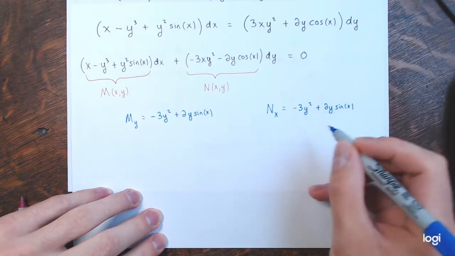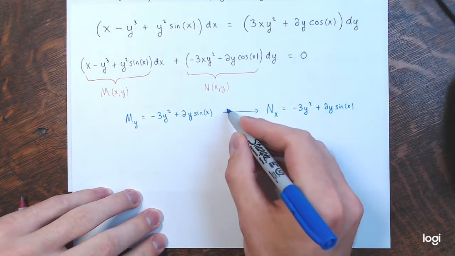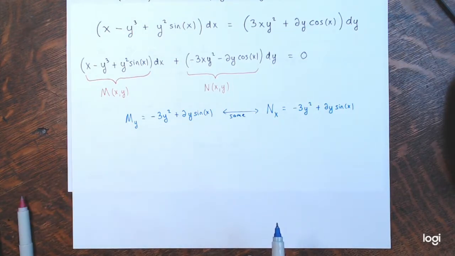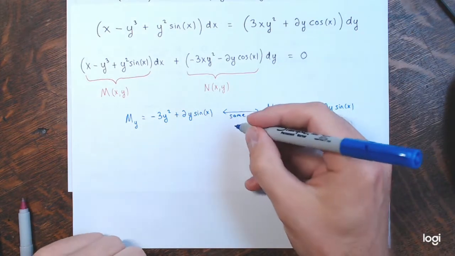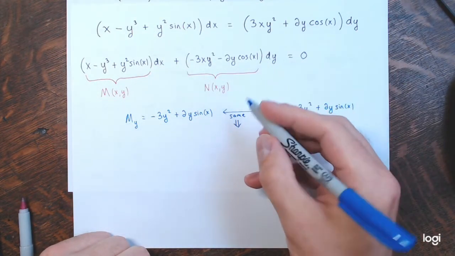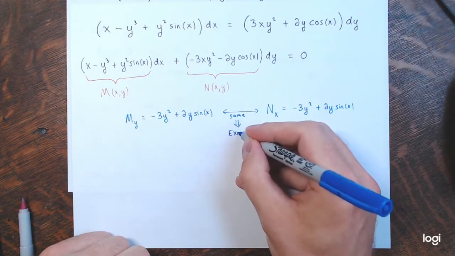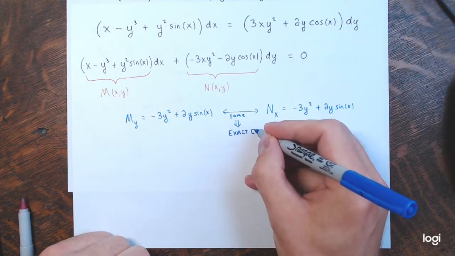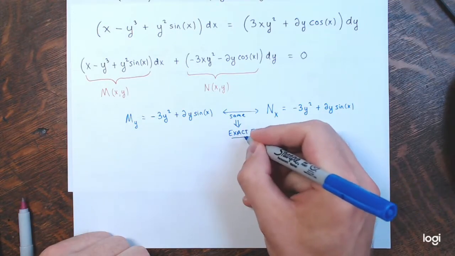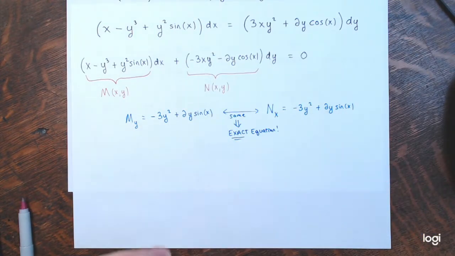And look, they are indeed the same. The mixed partials of this function called f that we'll try to find later are indeed the same. So this is a total differential of a function called f. This is an exact equation. As I mentioned, I already told you it's exact. I just wanted to verify it and show you how you would verify that.